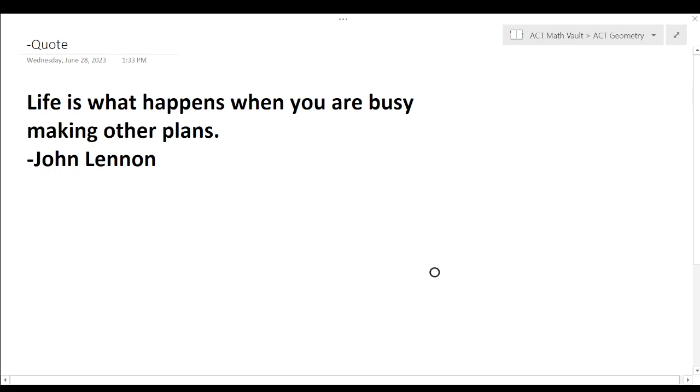And I want to leave you with a John Lennon quote. Life is what happens when you are busy making other plans. I love this because it really makes me think. And hopefully you are planning to do well on an ACT, and hopefully that's what happened. But who knows? Life sometimes throws curveballs at you, and you have to figure out what's going to happen. Maybe even sometimes during a math problem, such as vectors.